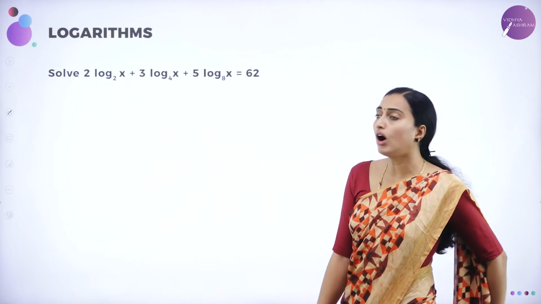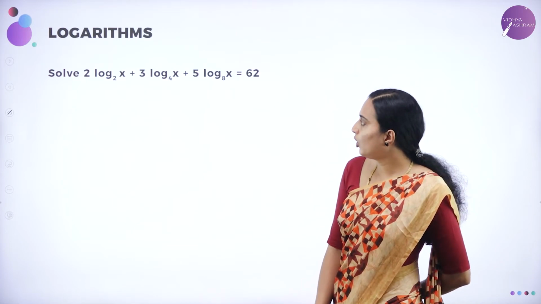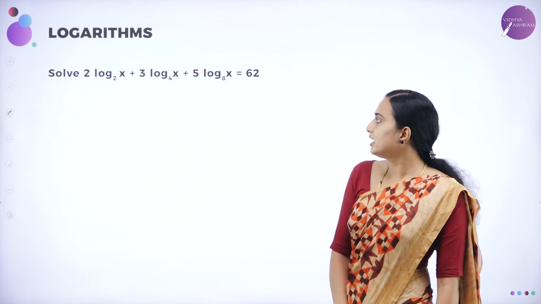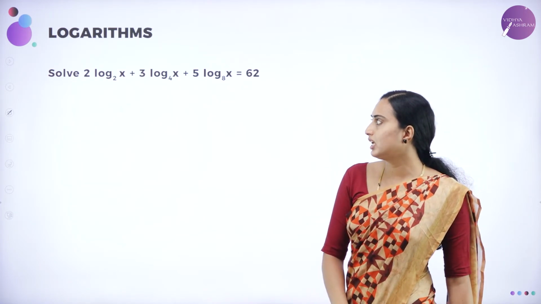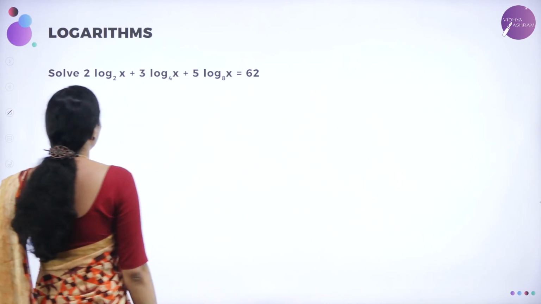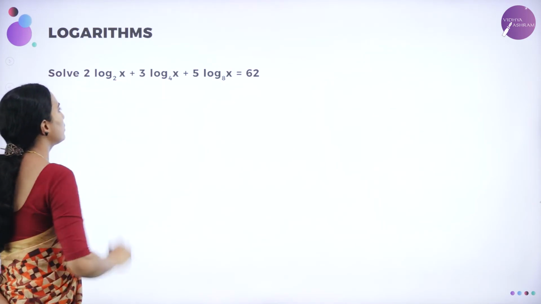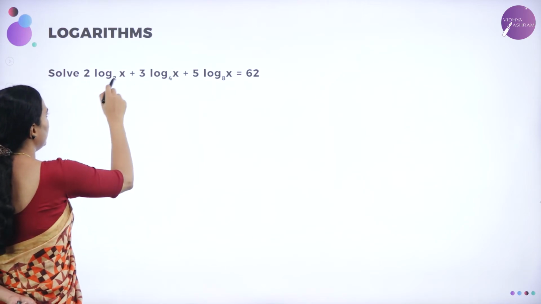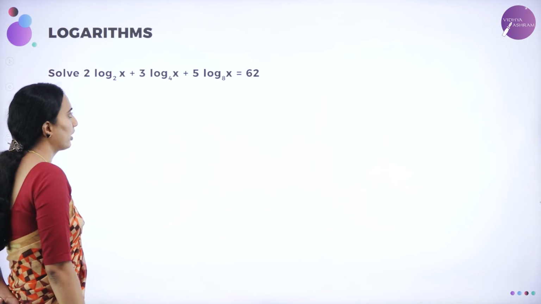What they've asked: solve 2 log x to the base 2 plus 3 log x to the base 4 plus 5 log x to the base 8 is equal to 62. So let me solve this one accordingly. 2 log x to base 2 can be written as log x squared, isn't it? Because log m power n, you are going to have it as, right?